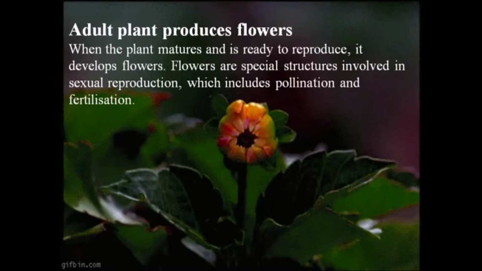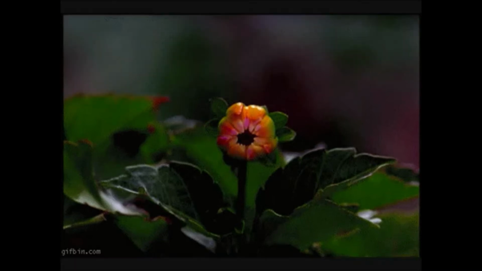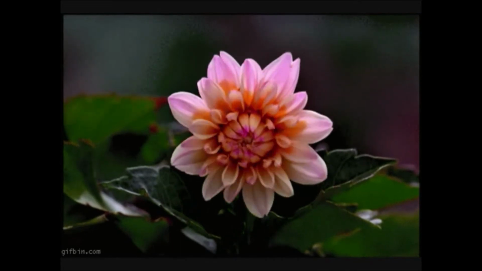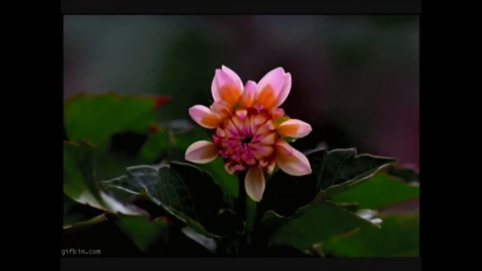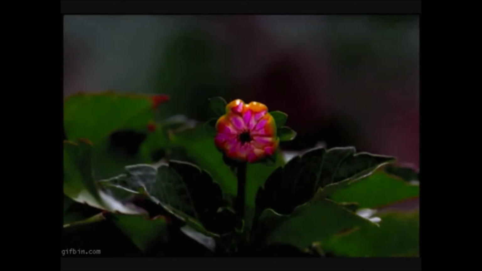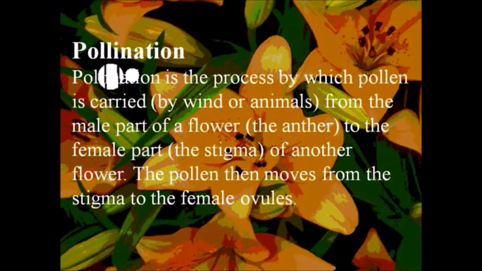Adult plant produces flowers. When the plant matures and is ready to reproduce, it develops flowers. Flowers are special structures involved in sexual reproduction, which includes pollination and fertilization. Pollination is the process by which pollen is carried by wind or animals from the male part of a flower, the anther, to the female part, the stigma of another flower. The pollen then moves from the stigma to the female ovules.